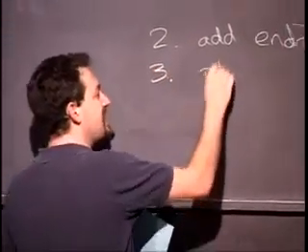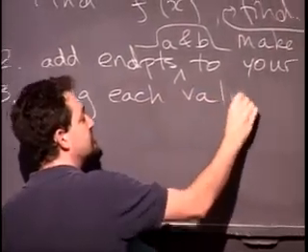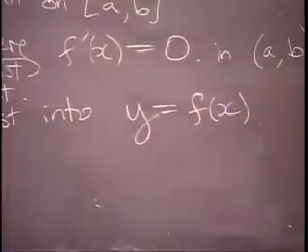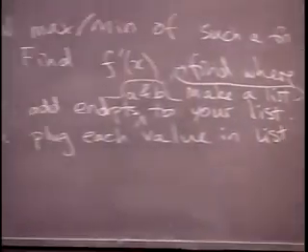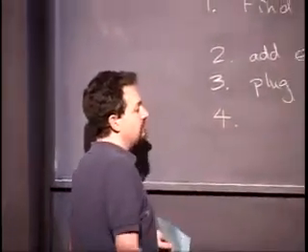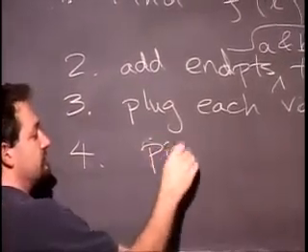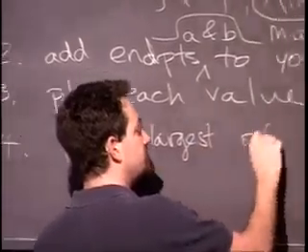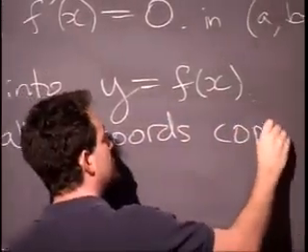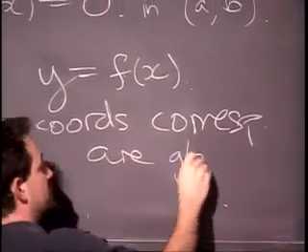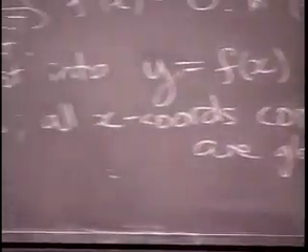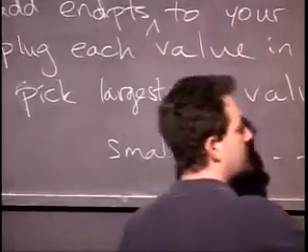3, plug each value in the list into the equation y equals f of x, and not the derivative equation. We're actually going to plug them into the original equation to find out what the heights of the function are at these different points. 4 is pick the largest of these values. All the x coordinates that produce it are global maxima. Remember, there might be more than one that produce the same height. And similarly, the smallest of the values will give you the global min.